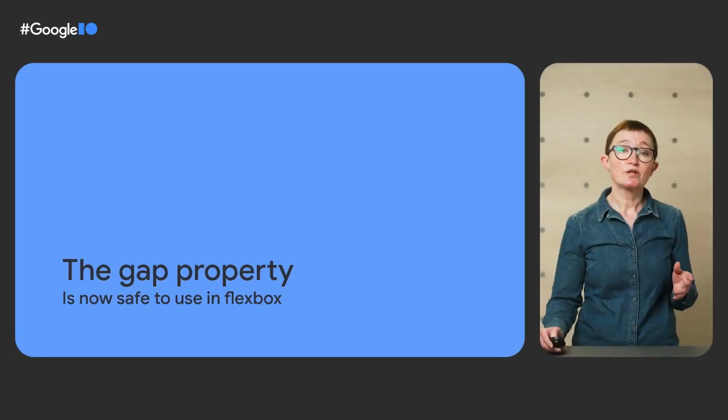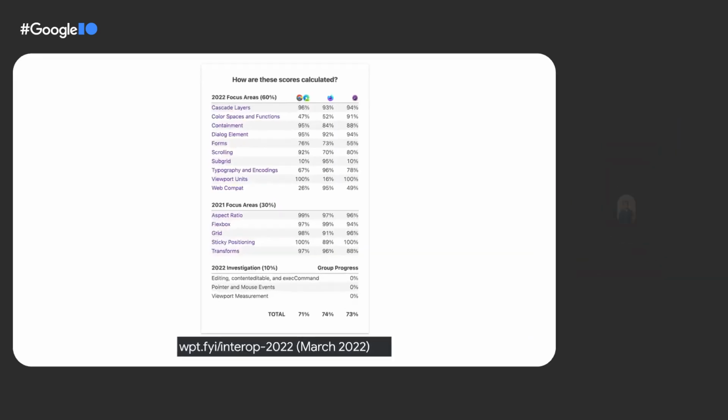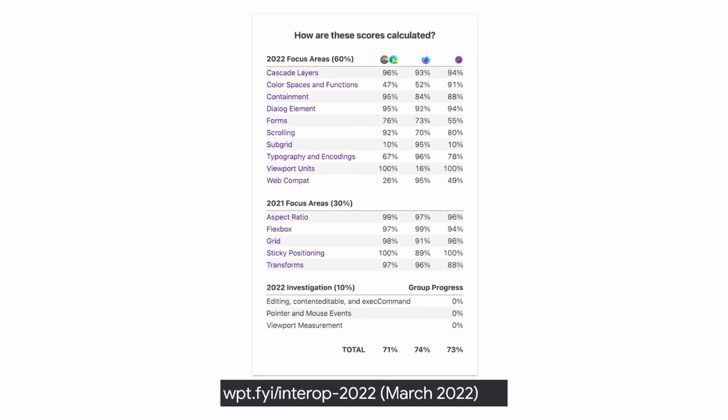So the good news is that we're working to make things better. The Flexbox Gap feature is now something that's safe for you to use. It's available in all evergreen browsers. We hope that by the end of this year, you'll be seeing an improvement in all of these areas we're focusing on, along with our colleagues at the other browsers, through the Interop 2022 project.